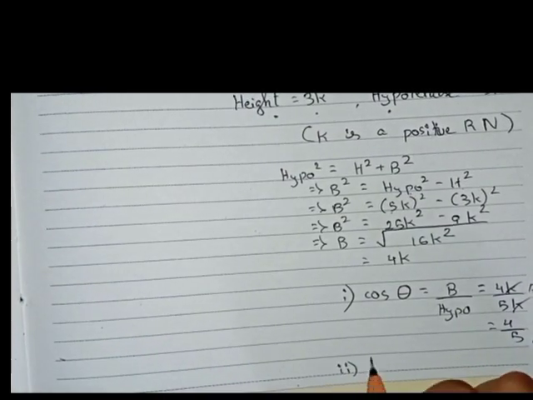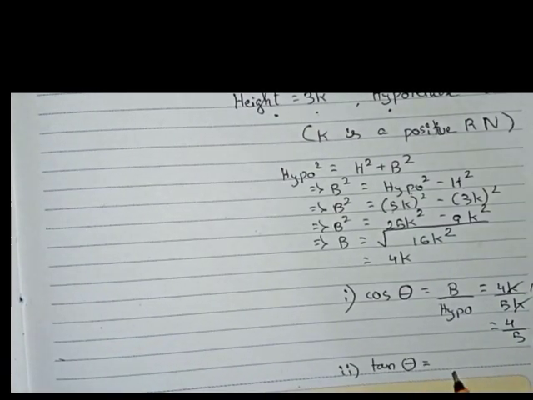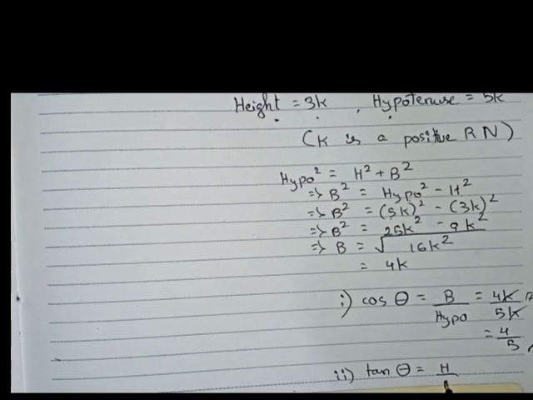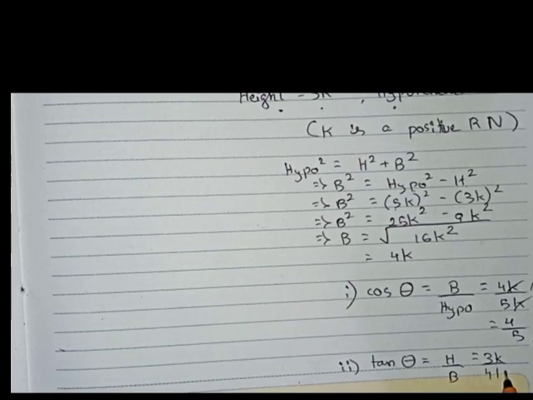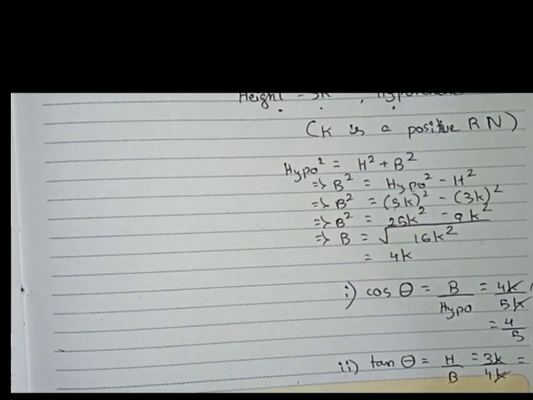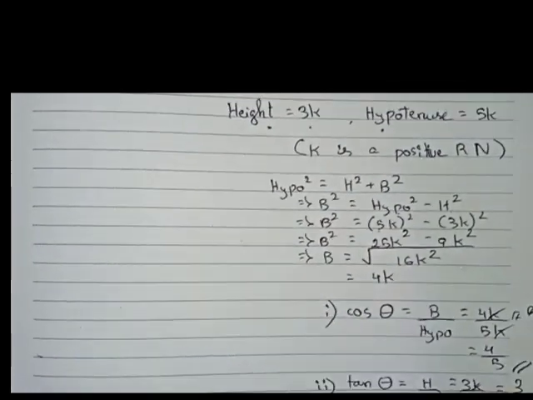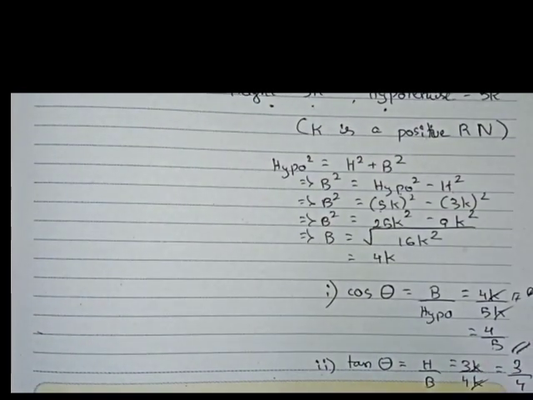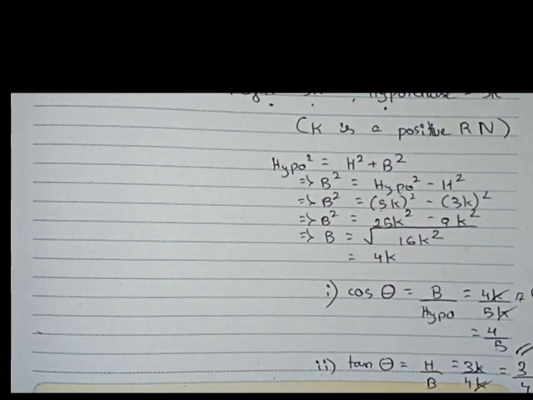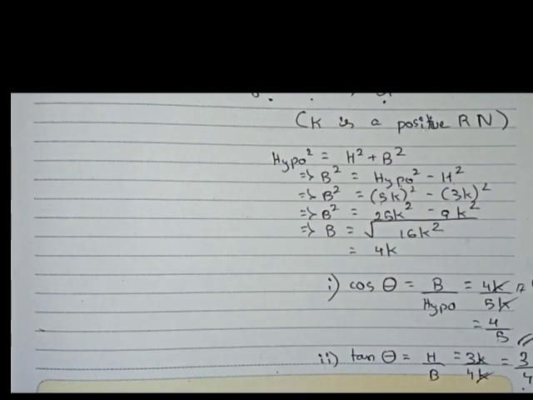Now tan theta. So tan theta means height by base. So our height is 3k and our base is 4k. So here also cut it. It will become 3 by 4. So the answers for this question are cos theta 4 by 5 and tan theta 3 by 4. So it is the final answer for this question. So let's move on to our next question.